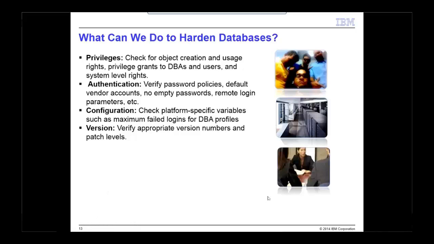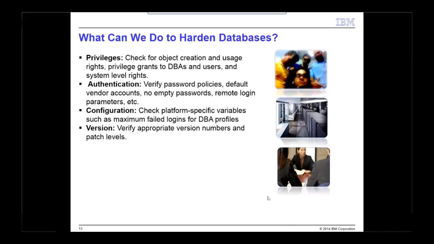And when we talk about vulnerabilities, we talk about it in a very broad way, but in a sense that there are four categories, at least at the level we're going to talk about today. There's basically privileges, so checking for object creation and usage rights and privilege grants and things like that. And so getting that under control is a very important thing to address. And then authentication, making sure that the people are who they say they are, and having the right password policies and locking down default vendor accounts, and no empty passwords, those kind of things. Those authentication tests are another very large category.